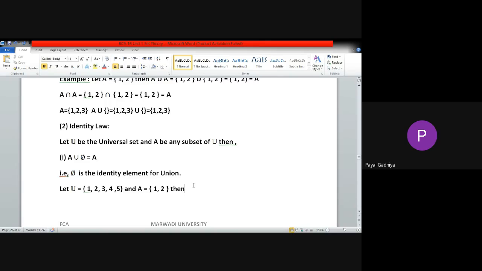Identity law means these are the laws which contain the statement that for every set we have some identity element. Identity element means that if I am operating this element on a set, the answer will not change. Like in the first law, I am having set A over here. I have to operate, so the operation is union. I am operating with the null set, which will give me A itself.